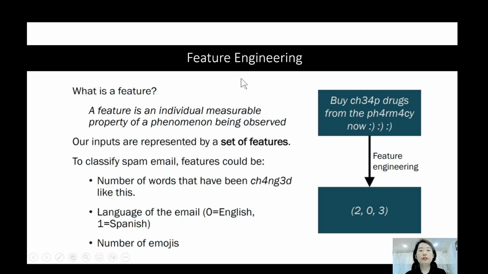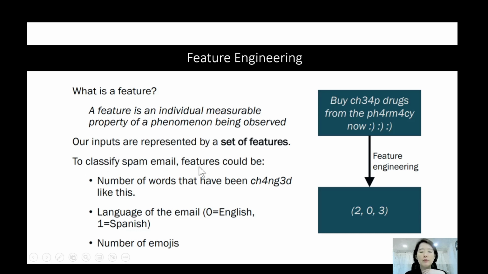Now we come to feature engineering. What is a feature? A feature is an individual measurable property of a phenomenon being observed. For example, a set of features that you collect from a group of people: What is your job? What are your working hours? What is your salary? And is this your first company? So all these are features, a set of features.